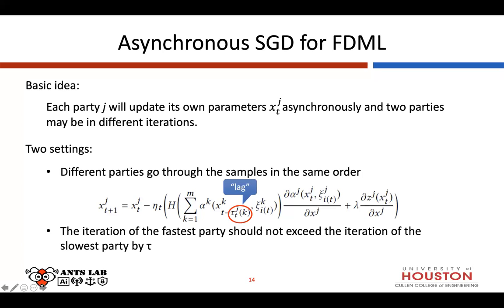Therefore, we use a lag term to represent these differences. This tau here represents how many iterations of lag there are from party K to party G at the tth iteration of party G. So we use this tau term to represent the difference of the iteration. And the second setting is that the iteration of the fastest party should not exceed the iteration of the slowest party by tau. So we have a threshold on this tau term. These are the two basic settings of their method.